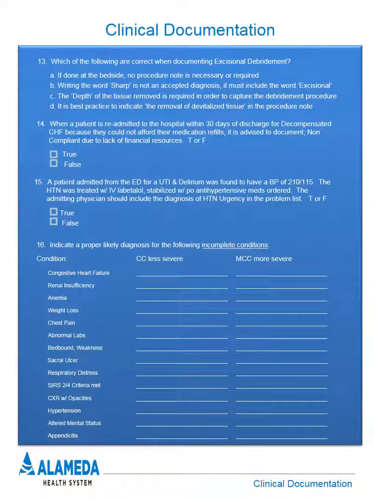C. Is C true or false? The depth of the tissue removed is required in order to capture the debridement procedure. That is true. And you document it as through the tissue, through the muscle, or to the bone. So it's best if you document through the level that you debrided through. And true or false on D. It is best practice to indicate the removal of devitalized tissue in the procedure note. Yes, it is. Just document that you remove devitalized tissue or eschar or necrotic tissue, something of that sort.